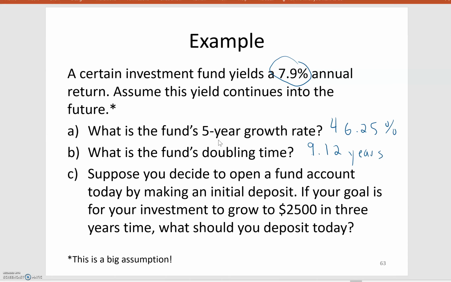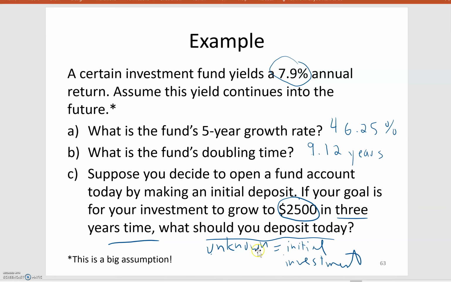All right. So let's move on to part C. Suppose you decide to open a fund account by making an initial deposit. If your goal is to grow to $2,500 in 3 years, what should you deposit today? Okay, so this is a different kind of question than what we've had before, because now we have a target output that we want to get to in a certain amount of time. So we have a different unknown. The unknown here is the initial value, or the initial investment.